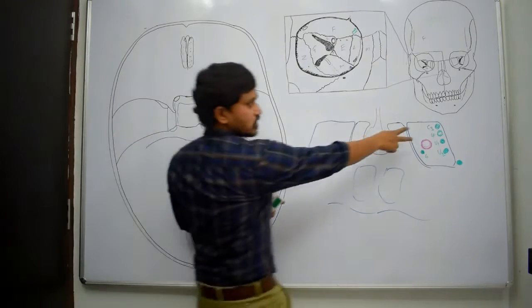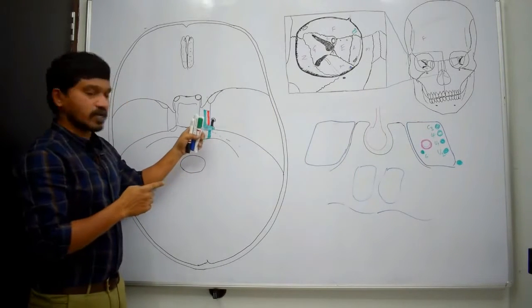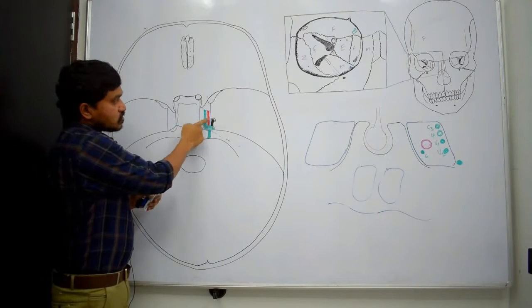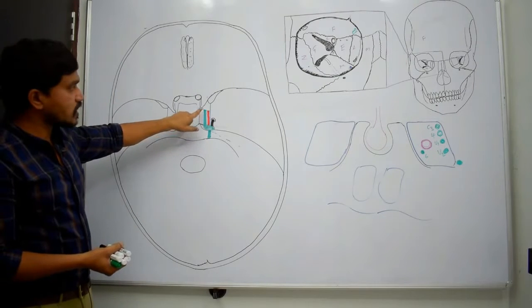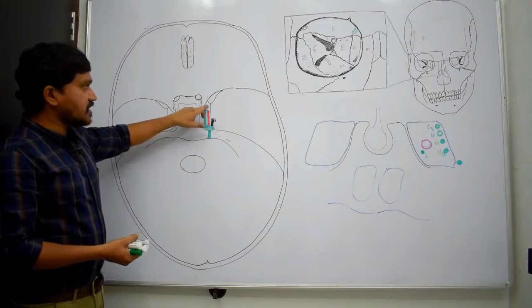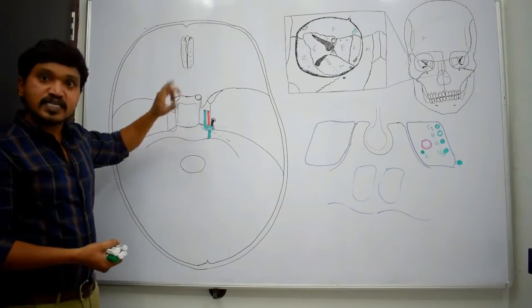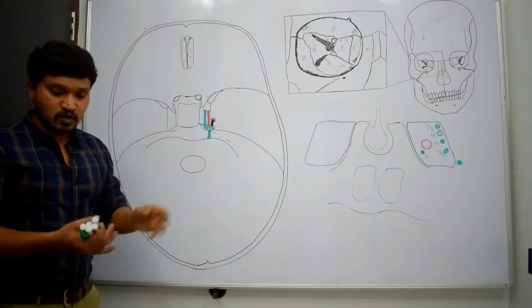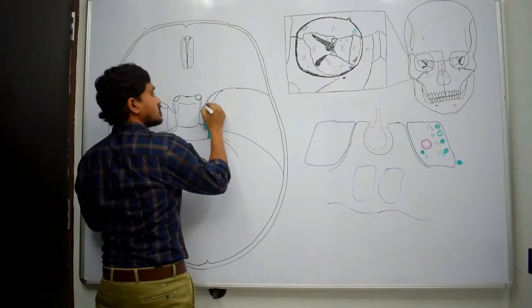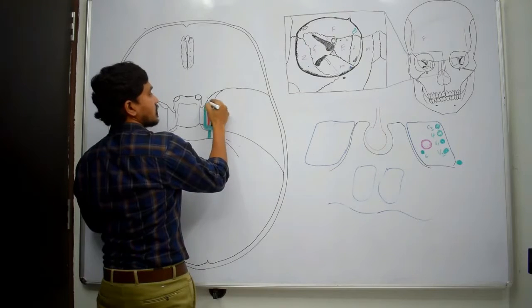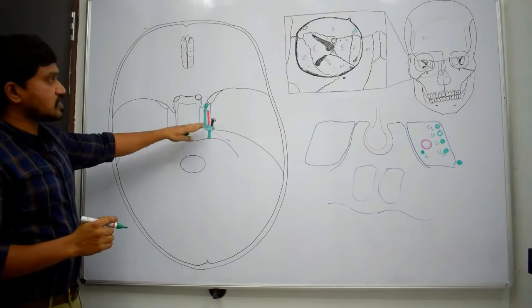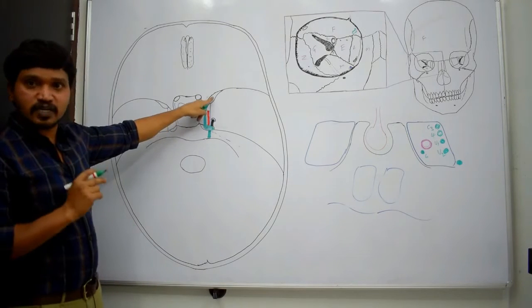So these are the structures passing through the cavernous sinus. But these two structures I didn't draw in the lateral wall of the cavernous sinus. I have drawn only these two branches. Now we will discuss the ophthalmic division of the trigeminal nerve. At the anterior part of the cavernous sinus, it divides into three branches: nasociliary, frontal, and lacrimal. These three branches pass through the superior orbital fissure.